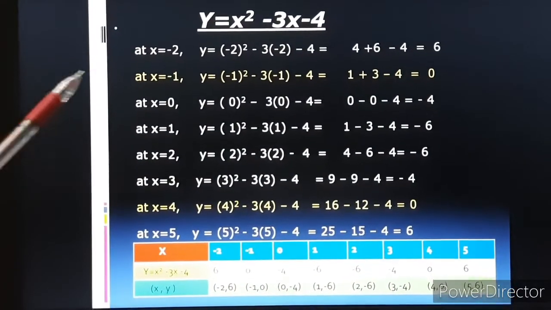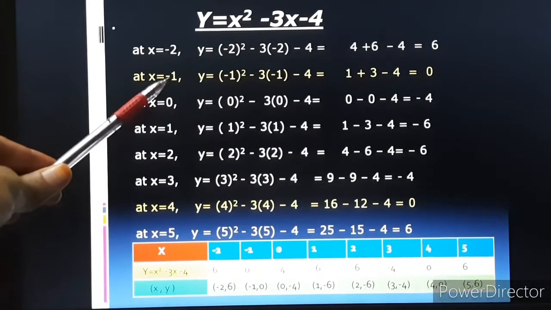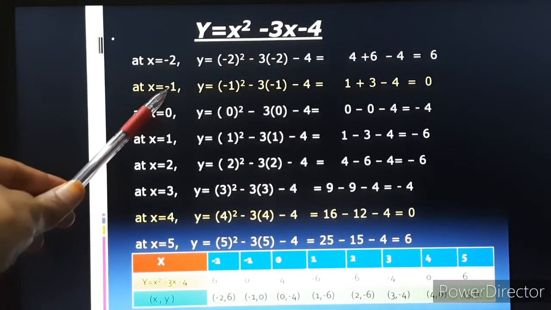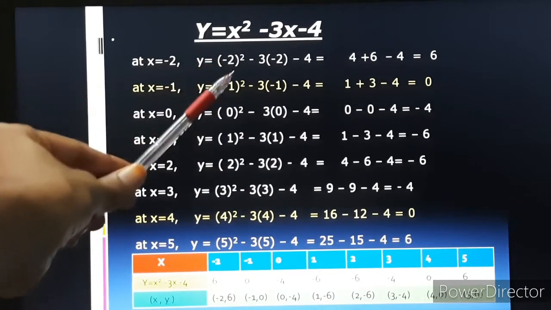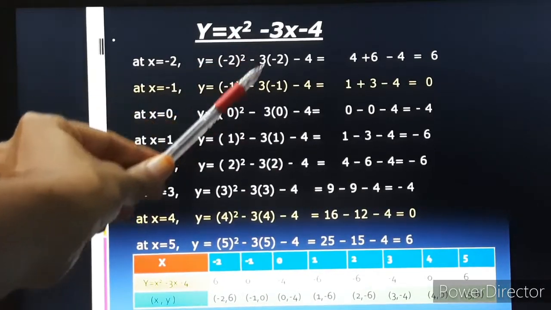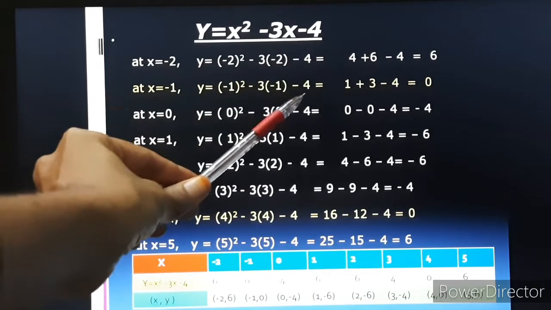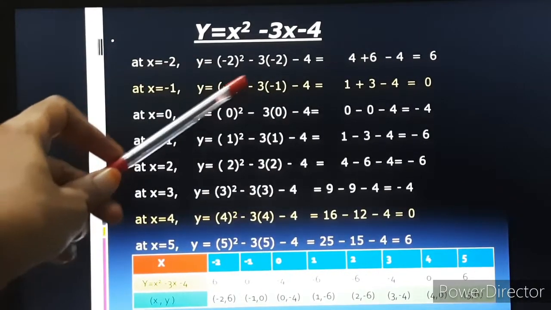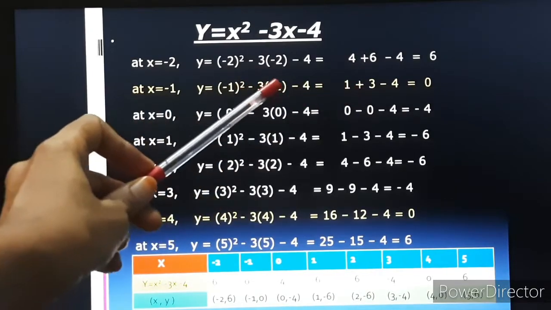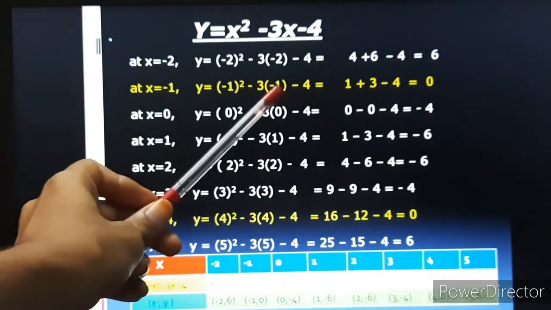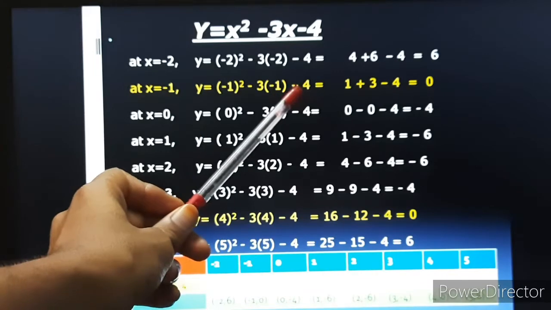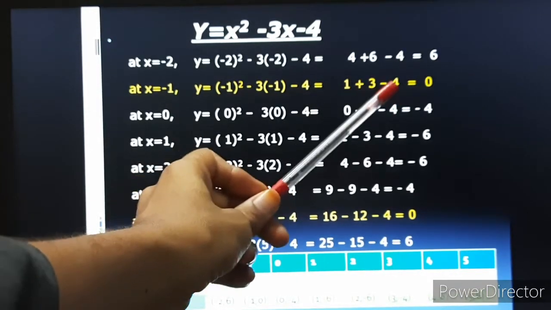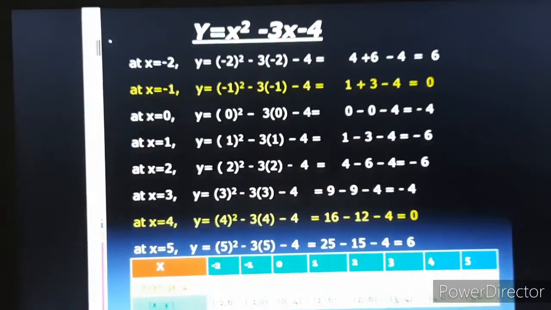Now, I will take x is equal to minus 1. In the place of x, we will substitute minus 1. So, y is equal to minus 1 square minus 3 into minus 1 minus 4, right? Now, minus 1 square becomes 1. Minus into minus is plus; 3 1s are 3. It is minus 4, right? 1 plus 3 is 4. 4 minus 4 becomes 0.